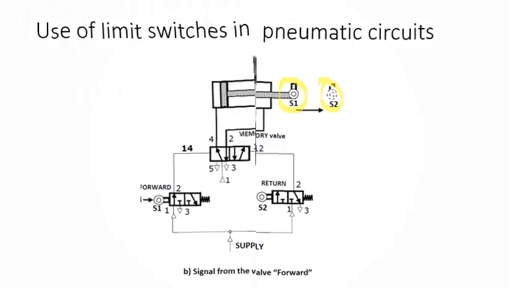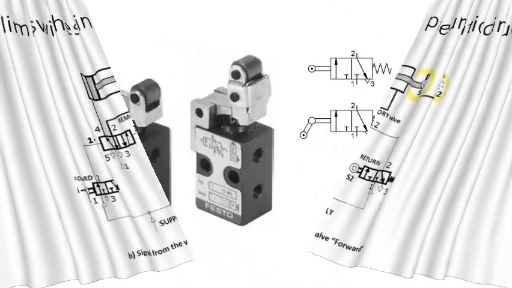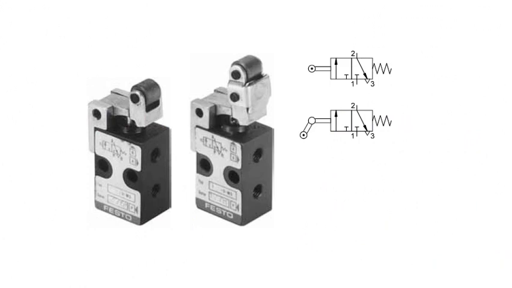This is how the valve looks. See here, this one is a roller operated valve, and this one is also roller operated. But here we have one more hinge. For that reason, we'll call this one an idler roller operated limit switch. It is different from a normal roller operated limit switch. This one is with the idler roller.